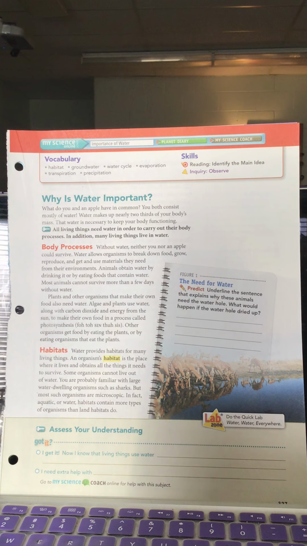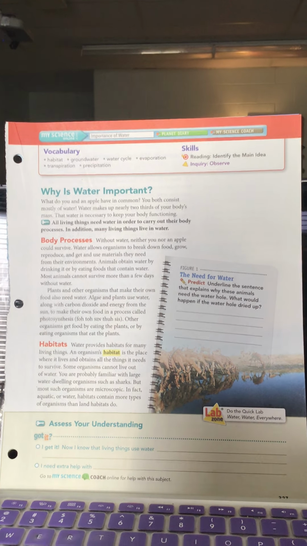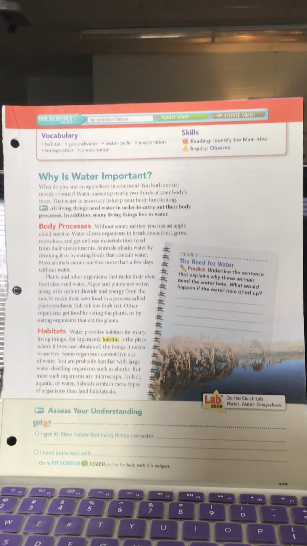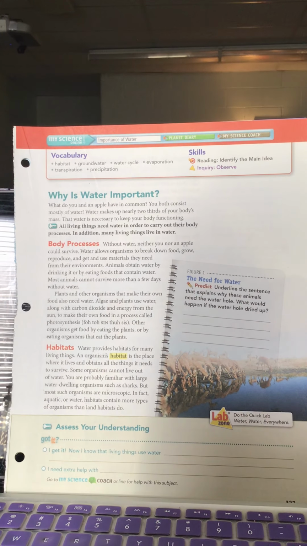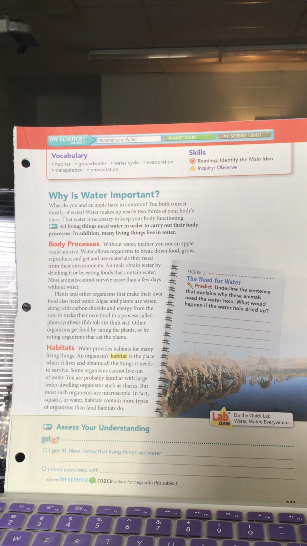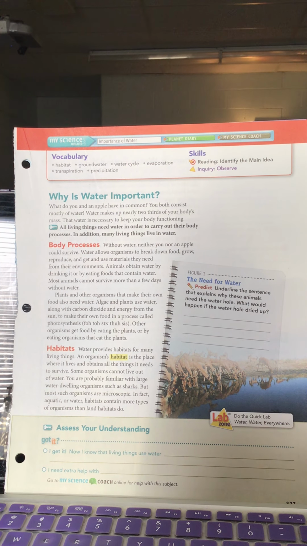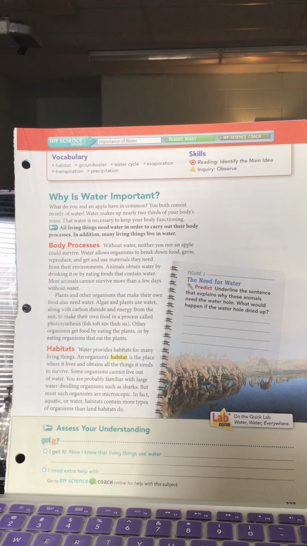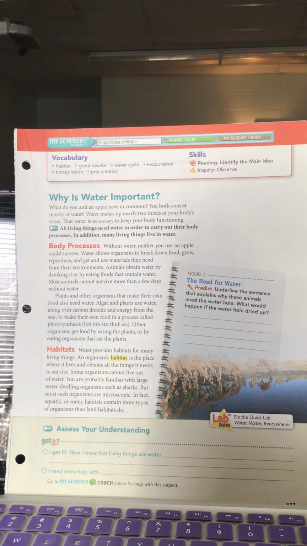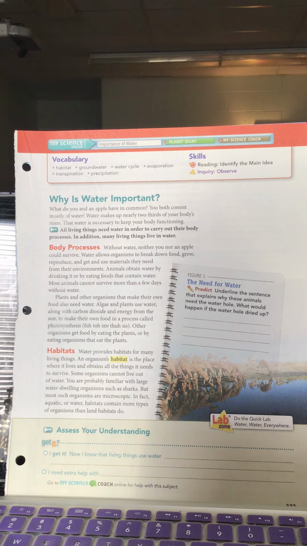All right, page 327. Why is water important? What do you and an apple have in common? You both consist mostly of water. Water makes up nearly 2/3 of your body's mass. The water is necessary to keep your body functioning.